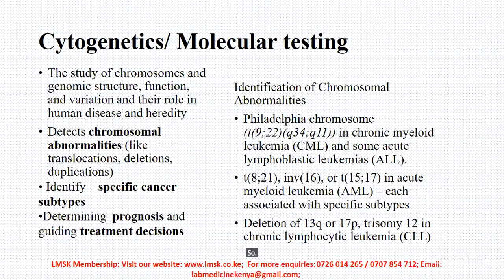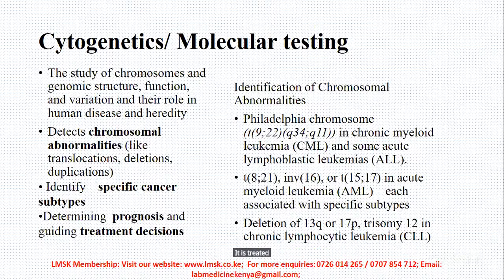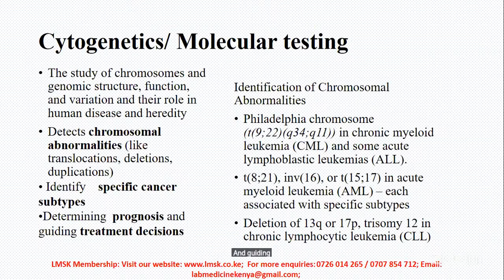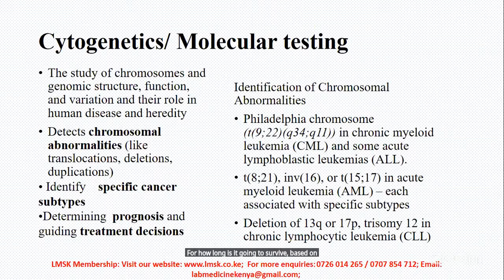So it helps us identify specific cancer subtypes. Because as I said earlier, cancer is treated based on exactly what type of cancer it is. Every marker has its own treatment. You don't just expose patients to treatment for cancer like you are giving a broad-spectrum antibiotic. Each is treated based on type and subtype. So it helps us even in determining prognosis and guiding treatment decisions. Prognosis is when you see this patient is today here, for how long is he going to survive based on whatever we have seen in his system?